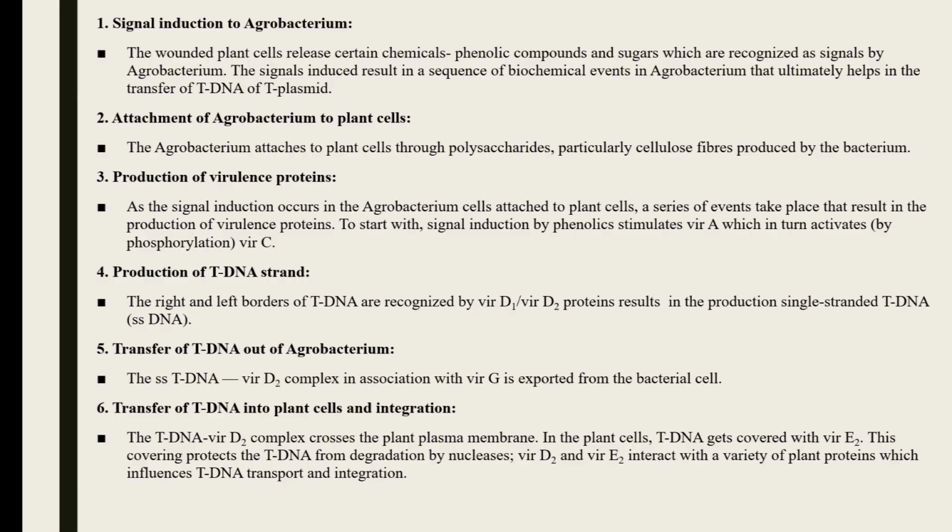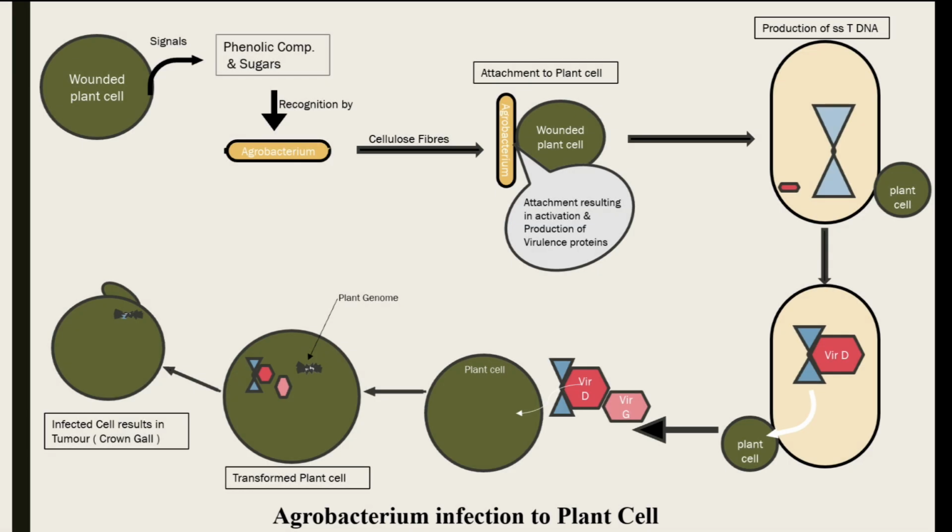How this bacterium gets attached to the plant cells, how the Ti plasmid gets transferred to host cells. What are all the mechanisms involved in it? The first step is signal induction from the damaged tissue of plant cell to Agrobacterium. The wounded plant cells release certain chemicals, like phenolic compounds and sugars, which are recognized as signals by Agrobacterium.